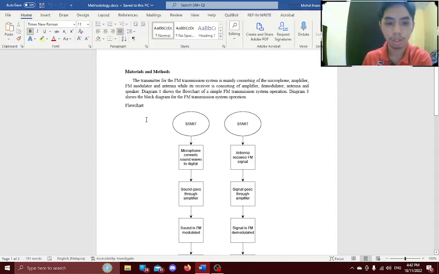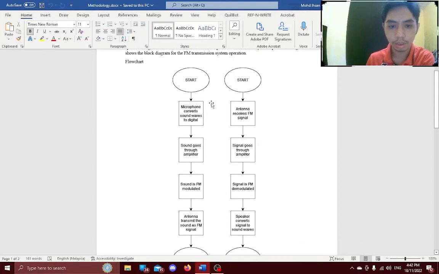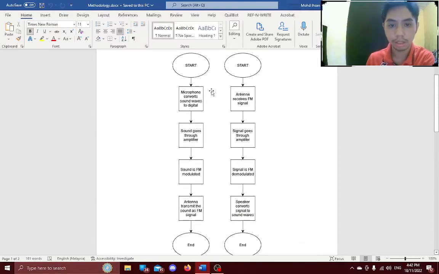So, I'll present the flowchart. This flowchart is divided into two parts, the transmitter and the receiver. So, let's start with the transmitter. At the start, the microphone receives a sound wave from the air vibration and converts the sound into an electrical wave.